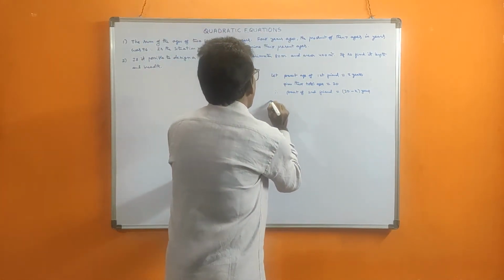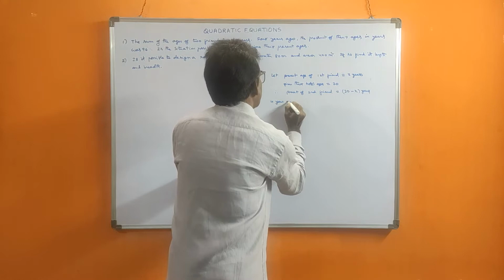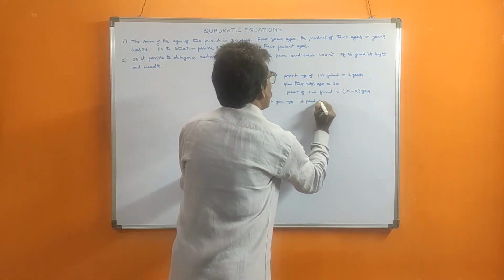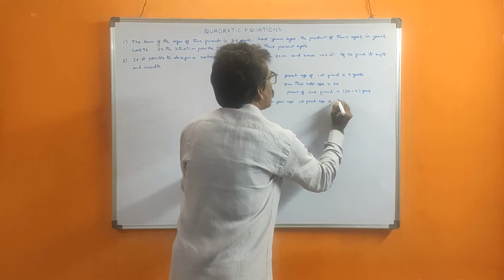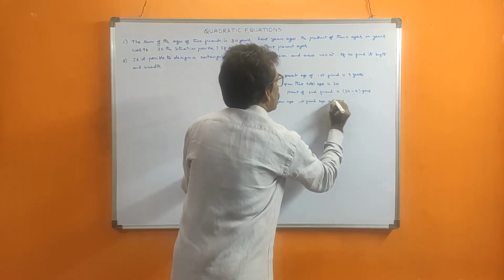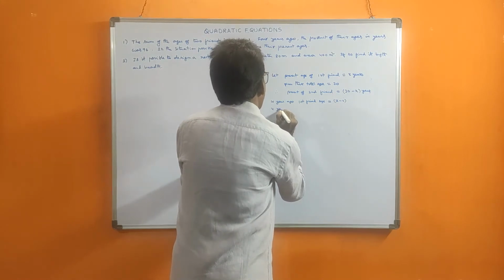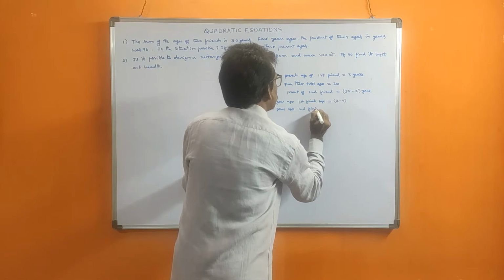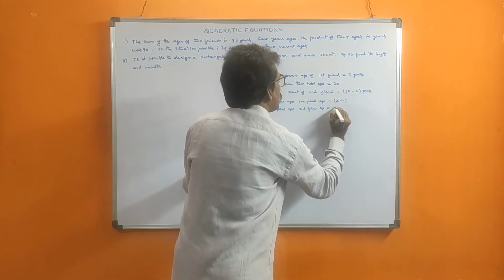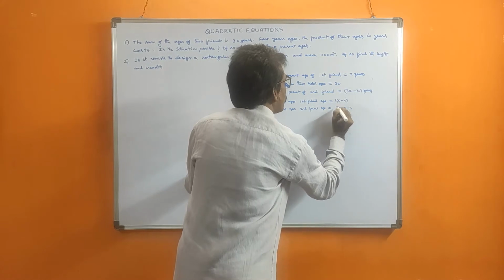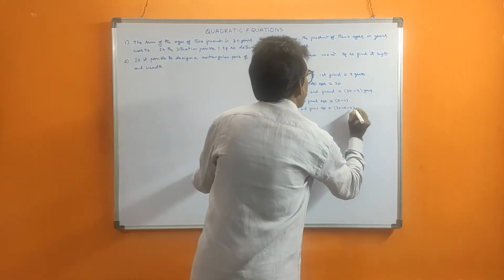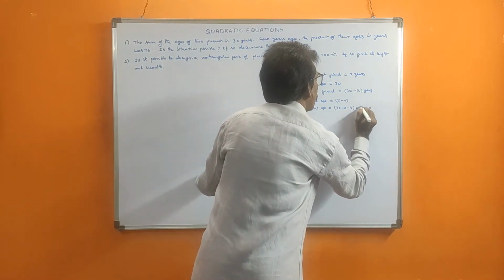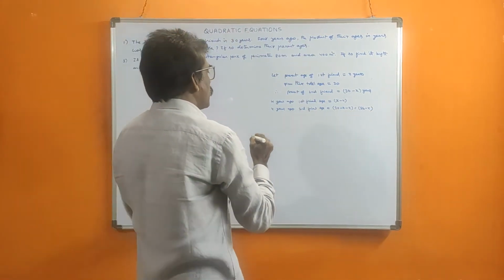Okay. Now, 4 years ago, the first friend's age: x, 4 years ago means x minus 4. So, 4 years ago, the second friend's age: the second friend's age now is 30 minus x, so 4 years ago means 30 minus 4, which is 26 minus x. So, 26 minus x. Okay.